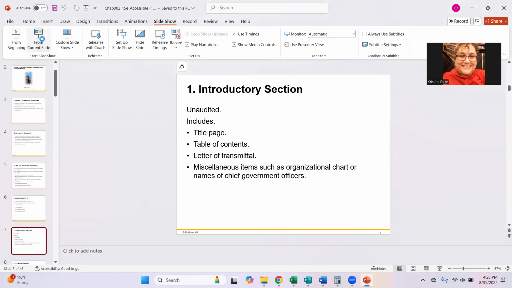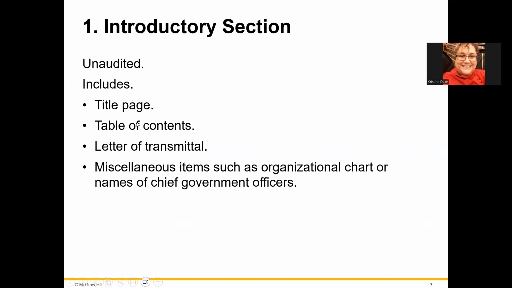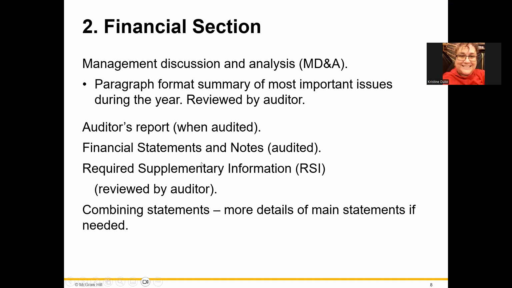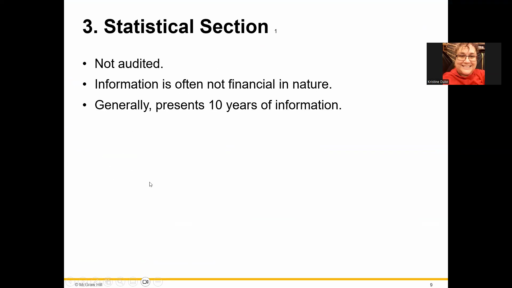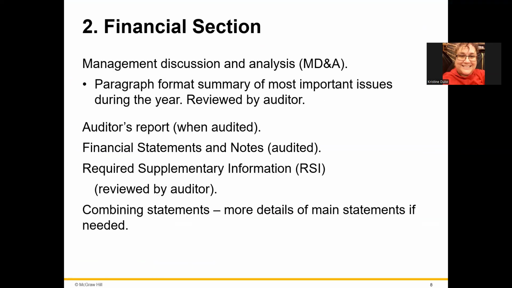Introductory section includes the title page, table of contents, letter of transmittal, some other miscellaneous. You guys saw the organizational chart, and you also saw the letter for good financial reporting. Statistical is not audited. Information is often not financial in nature. It's more what's happening in the community. Presents 10 years of information. The MDA, it's paragraph format, auditor's report when audited.